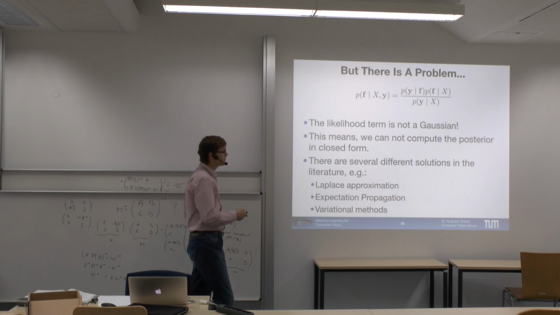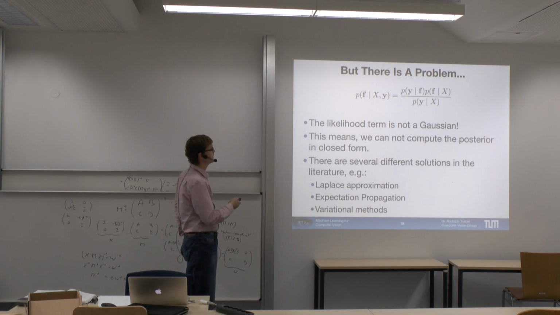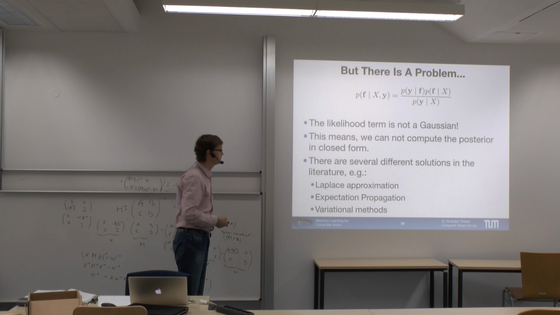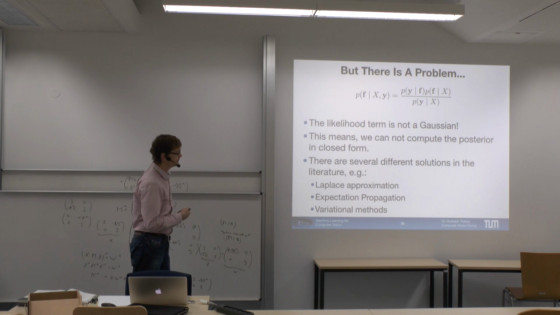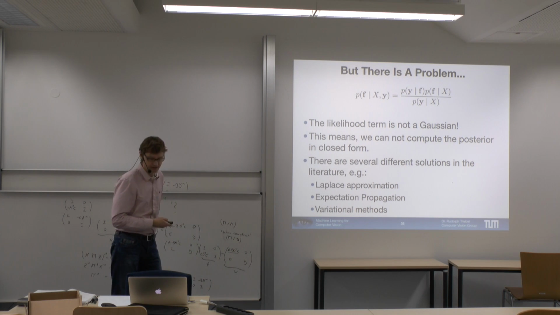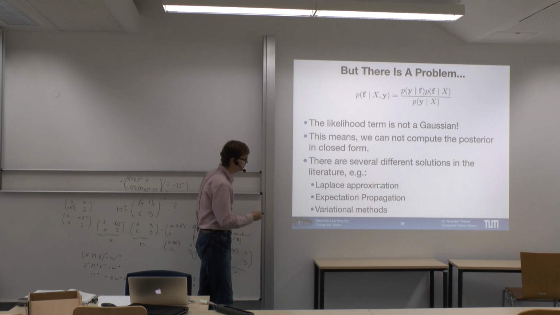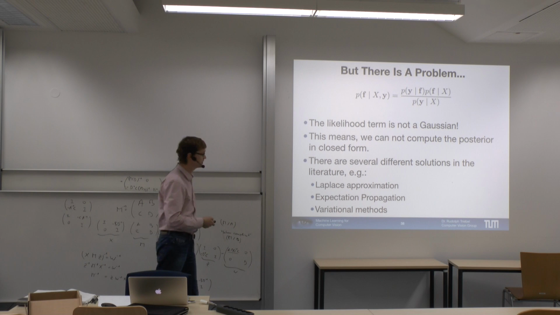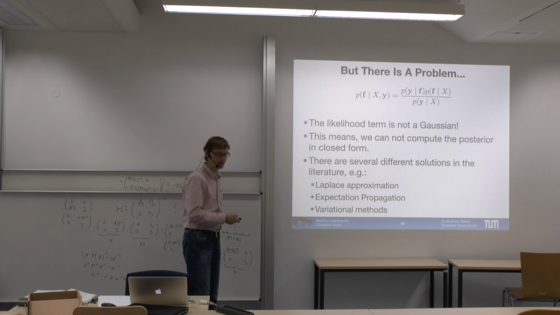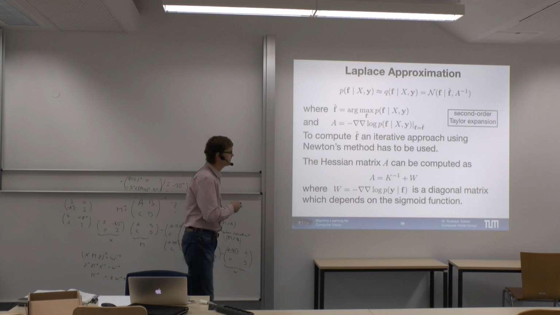Now, let's go back to the problem. We had this expression here, and to compute that, we have the problem that the likelihood term, this term here, is not a Gaussian. And that means that we cannot compute this whole thing in closed form, but there are now ways to do that with approximations. And one common approximation is the so-called Laplace approximation. Another one which works even better is the so-called expectation propagation algorithm. And there are other methods called variational methods. I'm only giving a very quick introduction to Laplace. I'm not saying how this works.